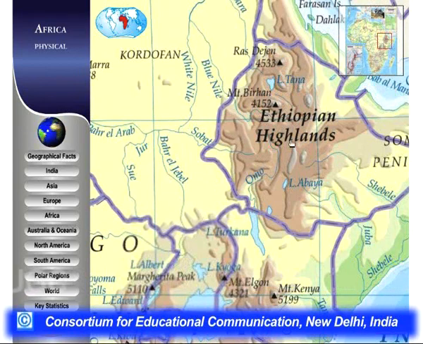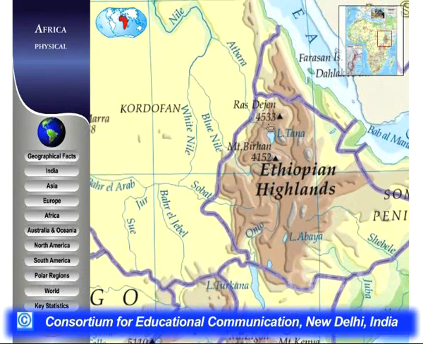Another tributary comes from Lake Tana, Ethiopia, called the Blue Nile, and the Atbara. The White Nile and Blue Nile join. At the confluence of the White and Blue Nile is the very famous city of Khartoum.